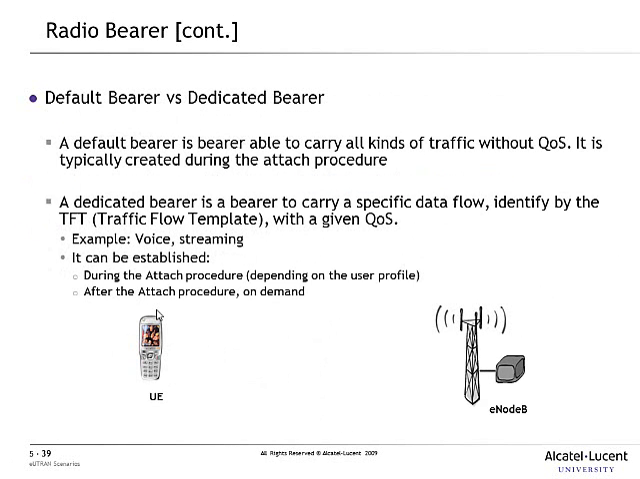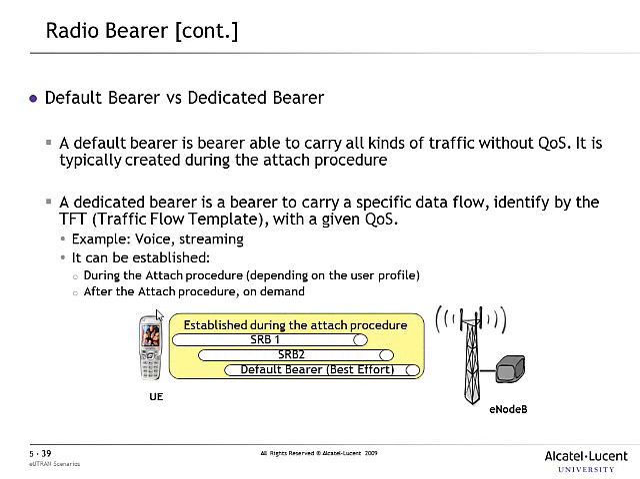Now, previously I told you about these 2 terms, default bearer and dedicated bearer. So what's the difference between these 2 terms? Well, the main difference is that a default bearer can carry all kinds of traffic without any quality of service. Okay, so it doesn't prioritize traffic according to quality of service. So it's like a best effort. A default bearer is a best effort bearer. Okay, and this is the bearer that is initially created during the attach procedure. As soon as you attach to the network, you get allocated a default bearer.